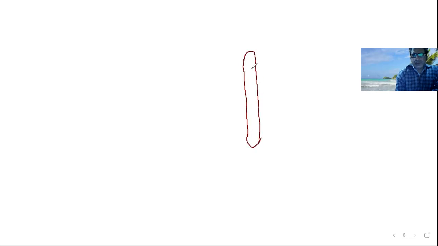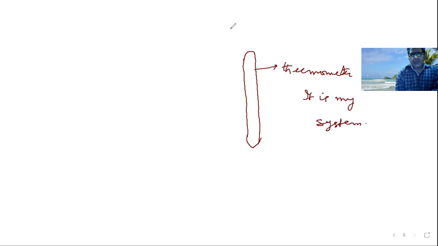In case of temperature, we choose thermometer as our system first. Let this be some thermometer. Thermometers have various kinds. Let this be some thermometer. So it is my system, right? Then what we do, we use a material.